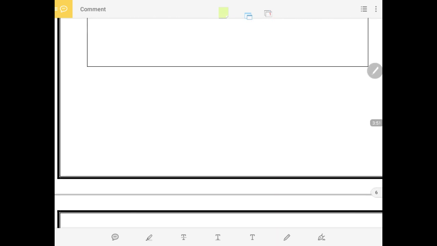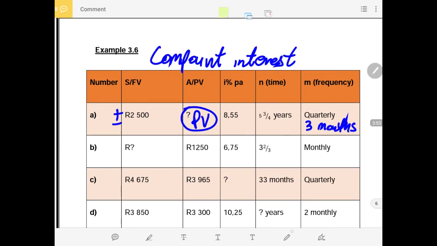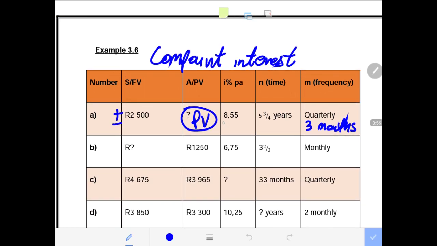So now that means when it comes to our I, and when we press in our calculator, we need to divide by the number of compounds in a year, of which there are 4 quarters in a year in this case. So now when we punch our I or press our I in our calculator, we need to make sure that we divide by 4, which is the number of compounding periods in a year, which in this case it is quarterly, meaning it is 4 times in a year.